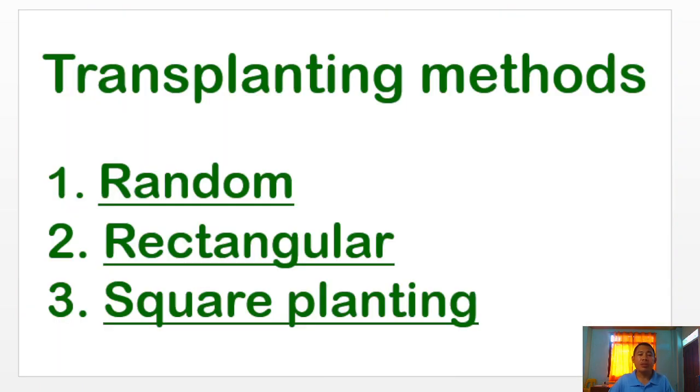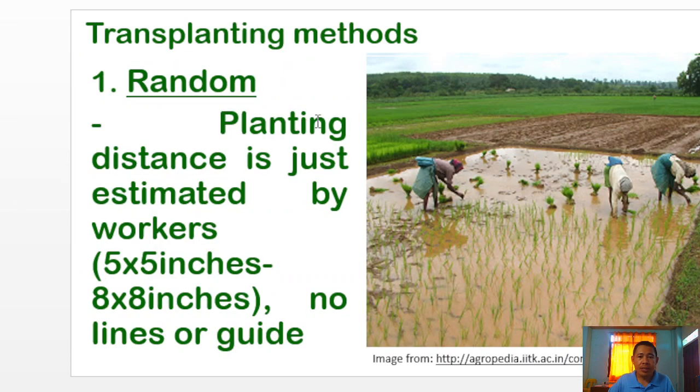So we have several methods of transplanting our rice seedlings. The first one is random, second is rectangular, and we have the square planting. In the random method of transplanting, the planting distance is just estimated by the workers. The farmer will just orient the workers that the desired planting distance is, for example, 5 by 5 inches, or 8 by 8 inches, 7 by 7, or 6 by 6. And the number of seedlings per hill is 2 to 5. Some farmers preferred more seedlings per hill. So there is no line or guide in planting.